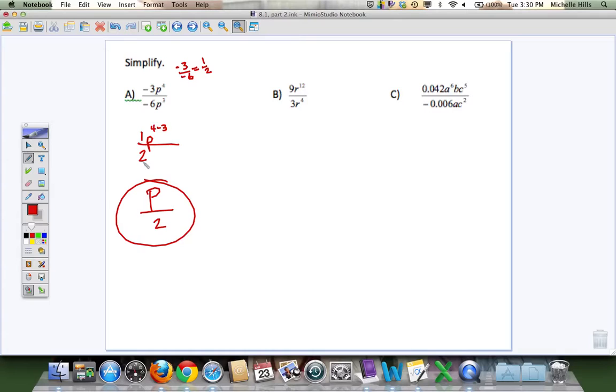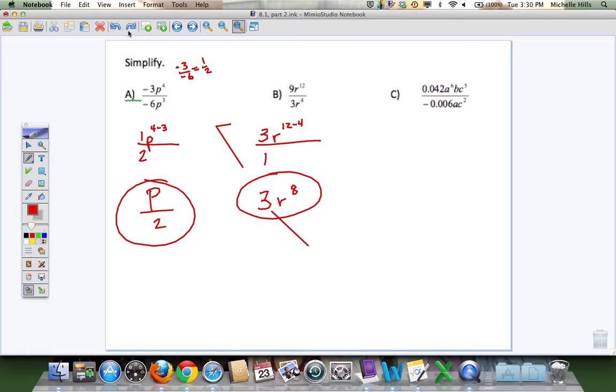This is required work. 9 over 3 reduces to 3 over 1, because 3 goes into both 9 and 3. 12 r's on the top, 4 in the bottom. That means 8 more r's in the numerator. The way I'm going to show that I know that is to take 12 minus 4 on those exponents. So this becomes 3r to the 8th power because I don't put a final answer of something over 1.